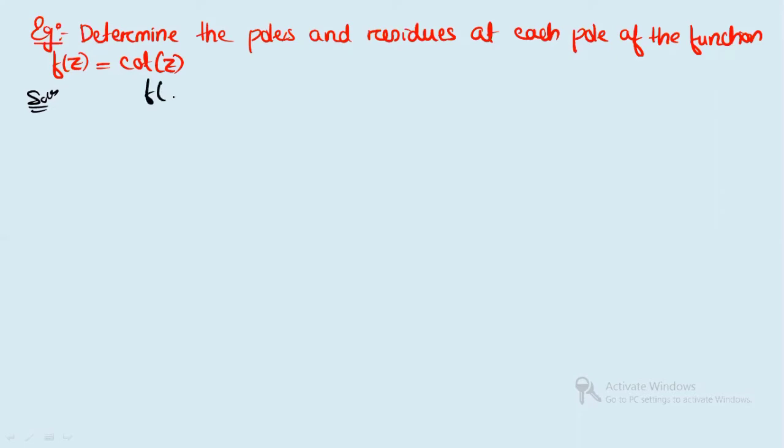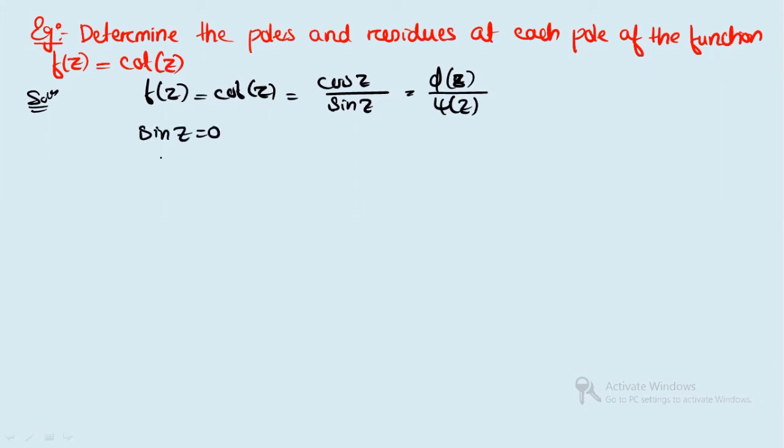Okay, so if you see here, the function is given to you, f(z) is equal to cot z. We know what cot theta is. It is cos theta by sin theta. So you will write here cos z by sin z. All right. So you can see it is in this particular form, phi(z) by psi(z). So first we will find the poles. So for the poles, you will put sin z equals 0.